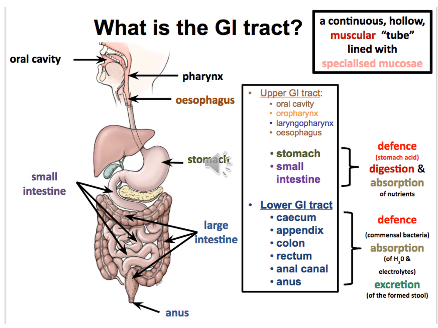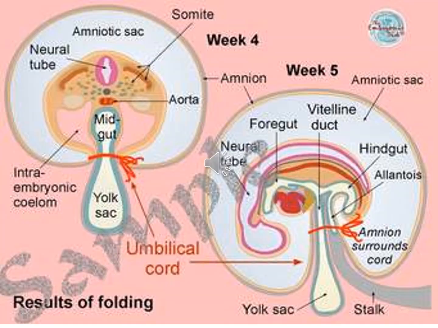And the main function of the large intestine, that is the lower GIT, is the defense mechanism, and it contains commensal bacteria. It is involved with absorption of electrolytes and water, and then formation of waste product. The GIT is formed by the 3rd-4th week from the endoderm of the yolk sac.